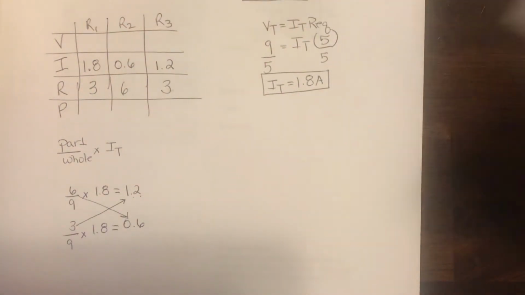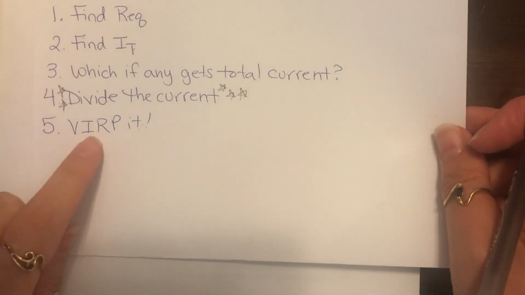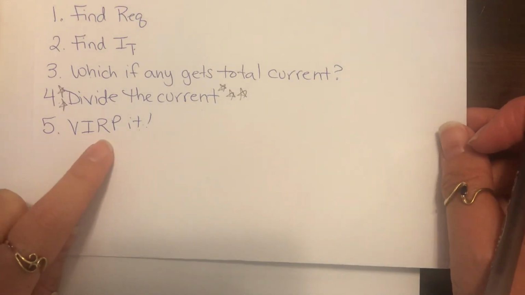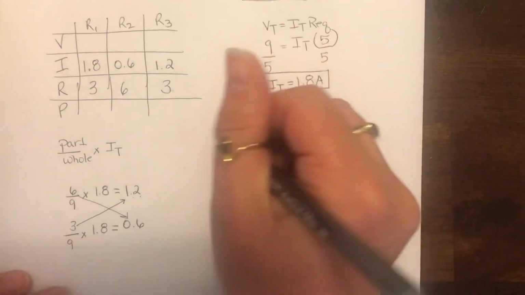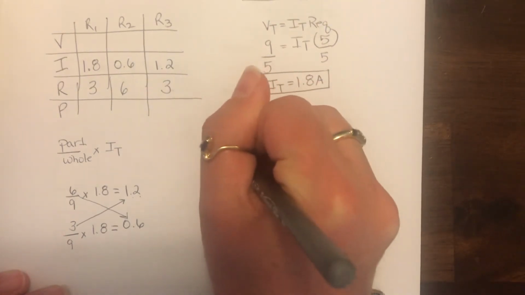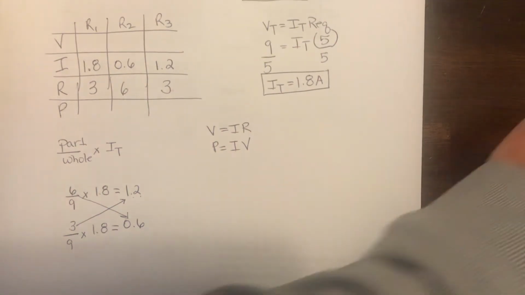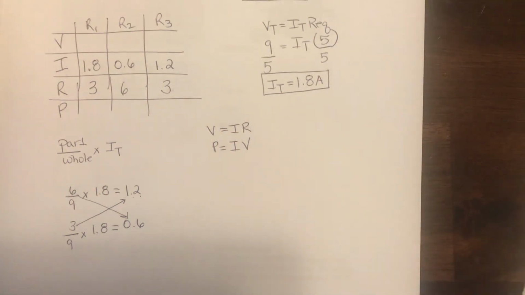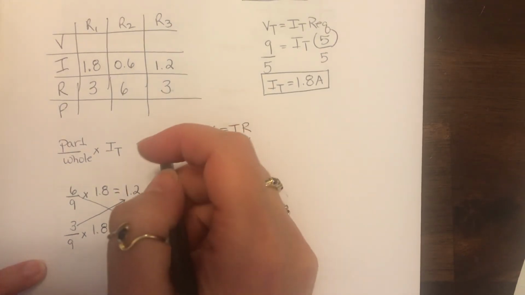Okay, once we've divided the current, then it's super easy. We should be able to just VERP it using our V equals IR and P equals IV. Okay, please go ahead and pause the video and VERP it. For those of you who are ready, here are the answers.